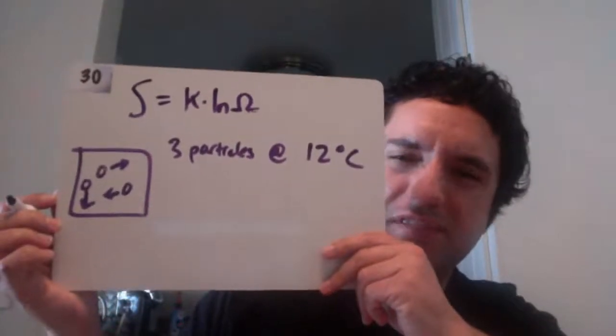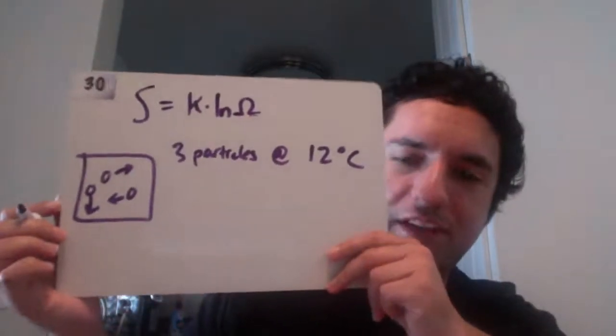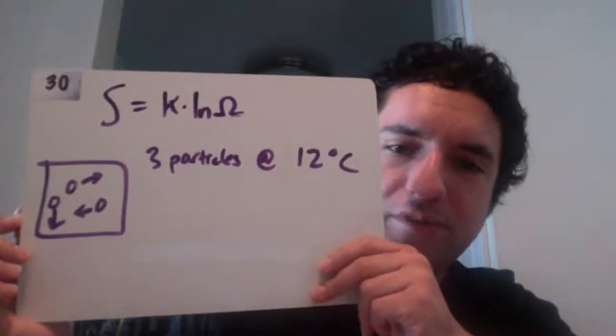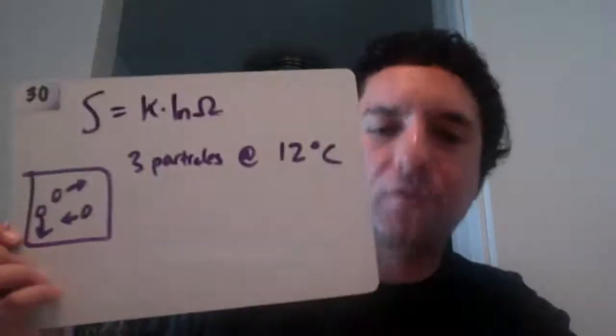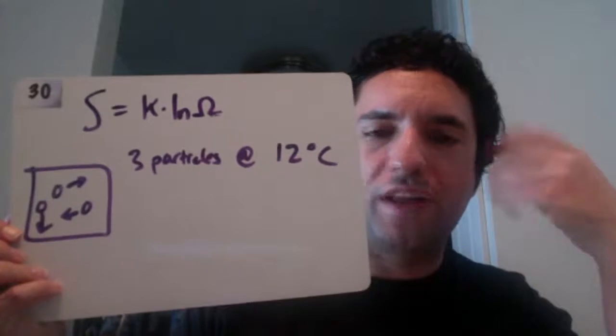So for example, if I have 3 particles at, I'm just going to say like 12 degrees Celsius, something kind of small like that. If I have 3 particles bouncing around, this is very unrealistic, by the way. I'm just thinking of something to make it more understandable. If I have 3 particles and they're at 12 degrees Celsius, 12 degrees Celsius and 3 particles, that's the macrostate. That's like 2 heads and 1 tail for 3 quarters.